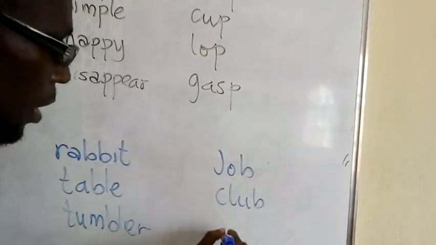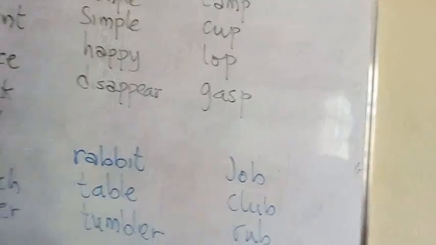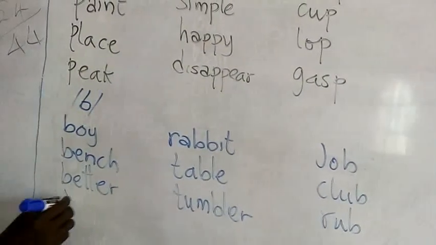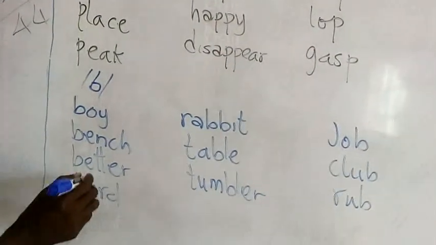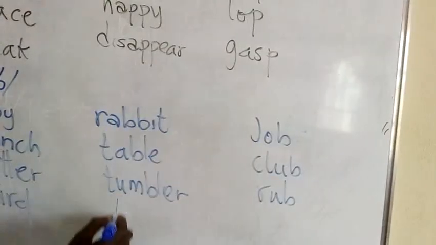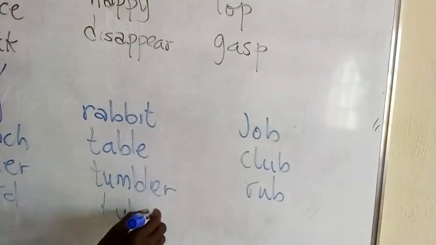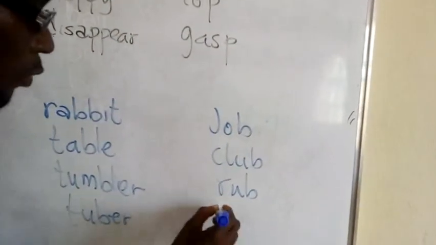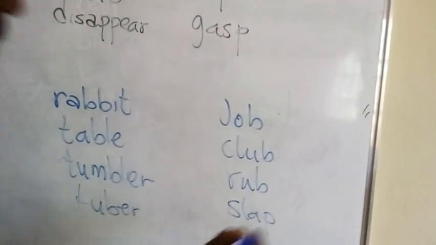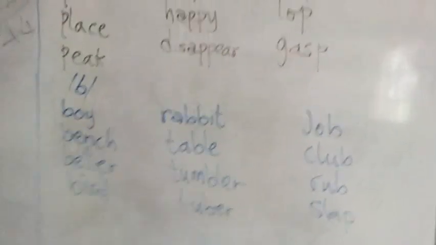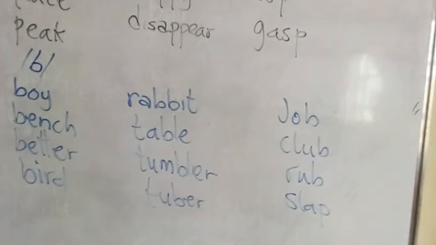This one, ra. Now this one. This one. And then the last one. Let's quickly go through them so that we can move further to some other things.